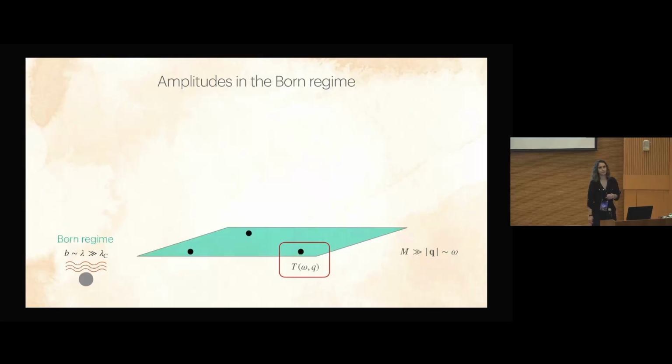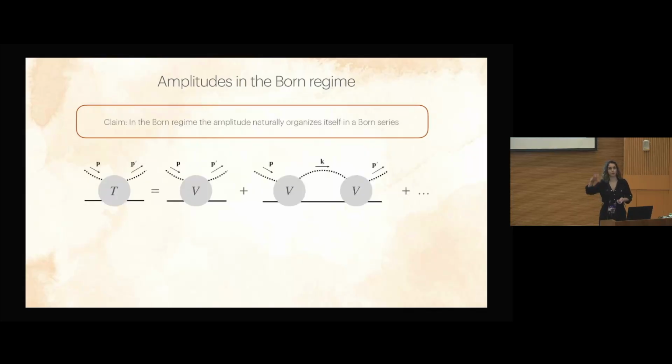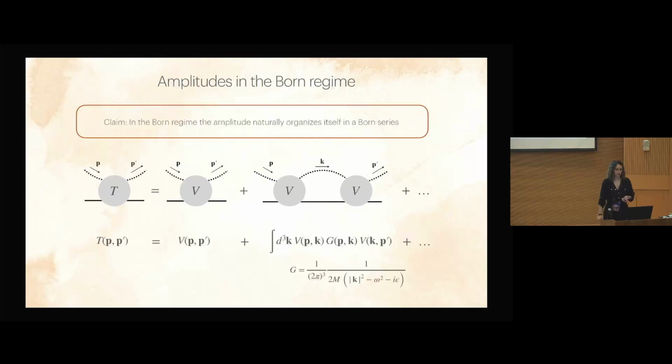Okay. So let me start by introducing what I mean by the Born regime, and let me do it in the space that most of us are familiar with, which is the scattering amplitude. Now, in momentum space, the condition of the Born regime translates to just a large mass limit, while the frequency of the wave is of the order of the exchange momentum. Okay, so the claim, as I said, is that in the Born regime, the amplitude naturally organizes itself as a Born series, something that looks diagrammatically like this, so iterations of a potential. And if you write this in some integral form, G is basically this Green's function. Okay, it's a retarded Green's function.